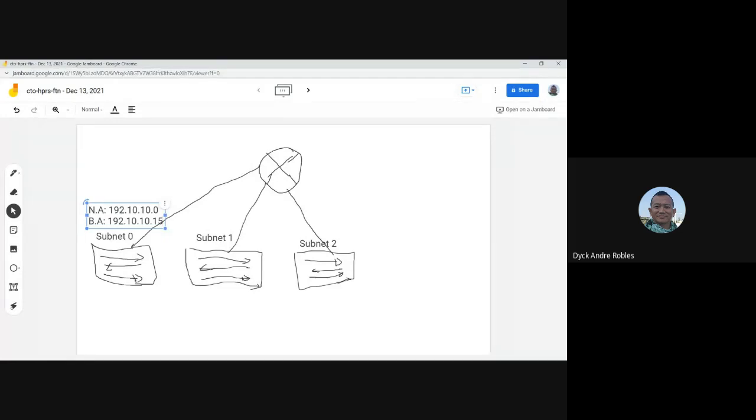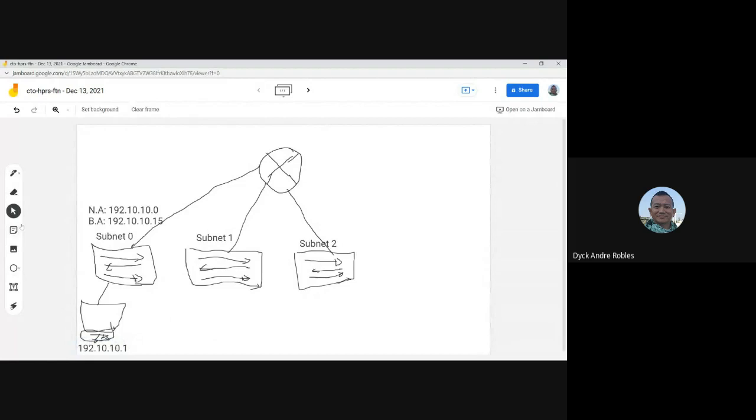Okay? 15. So that is the end, that is the last. The next thing you have to do is to determine the first usable IP. 192.168, I'm sorry, 192.10.10.1, that is the first usable IP that we can assign to our PC. Let's put a PC here. That is its label, the IP that can be used: 192.10.10.1.